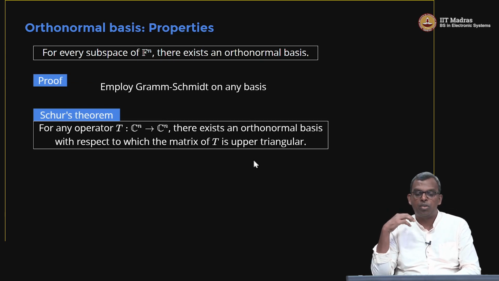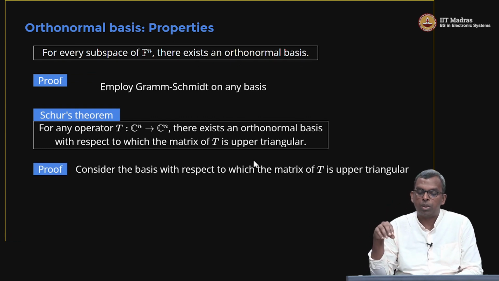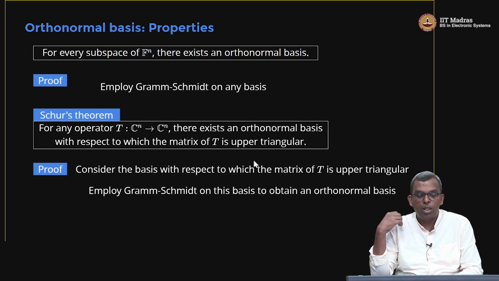Now, that is very useful, in particular when you deal with computational problems. So consider the basis with respect to which the matrix of T is upper triangular. We know already there is some basis. Using eigenvalues and eigenvectors, you can find a basis for which the matrix of T is upper triangular. Then you do Gram-Schmidt on the basis. This is just a proof sketch. I am not writing down the thing in full detail. When you do Gram-Schmidt on that basis, you will get an orthonormal basis.